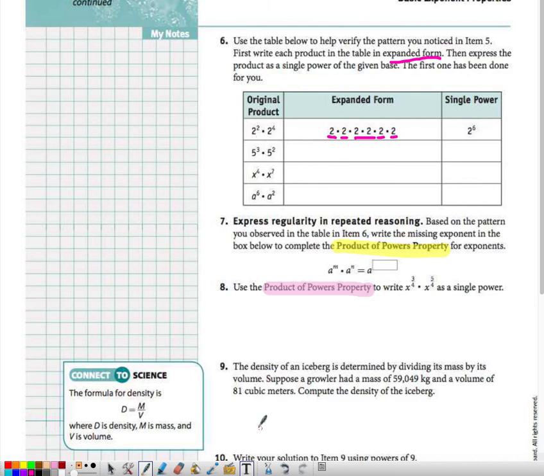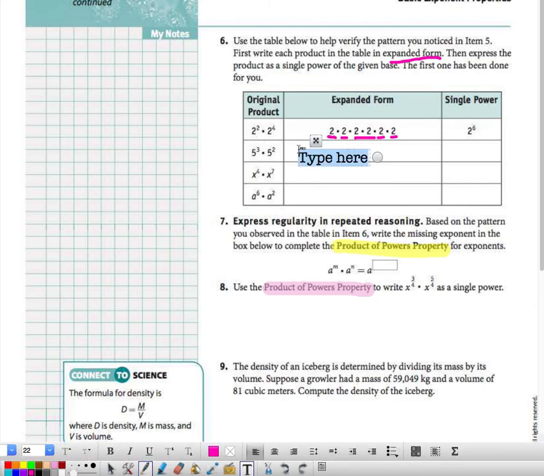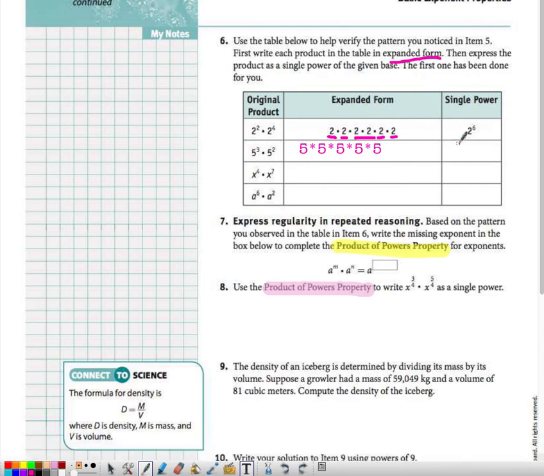So 5 to the third becomes 5 times 5 times 5 for the first 3, and then times 5 times 5 for the second, which then gives us, adding it together, 3 plus 2 is 5, so we have 5 to the 5th.